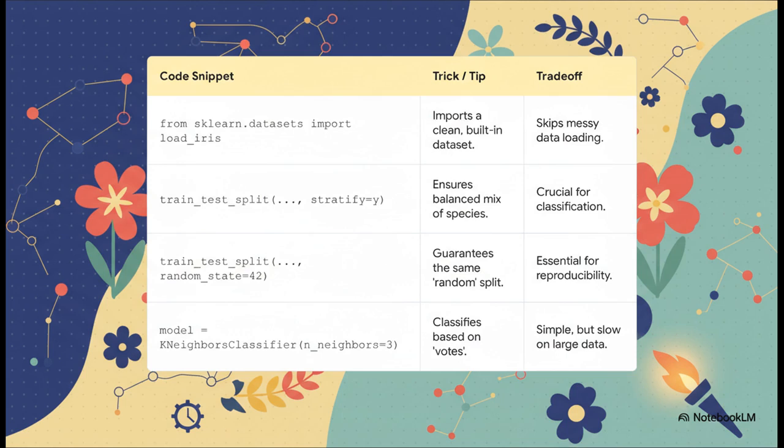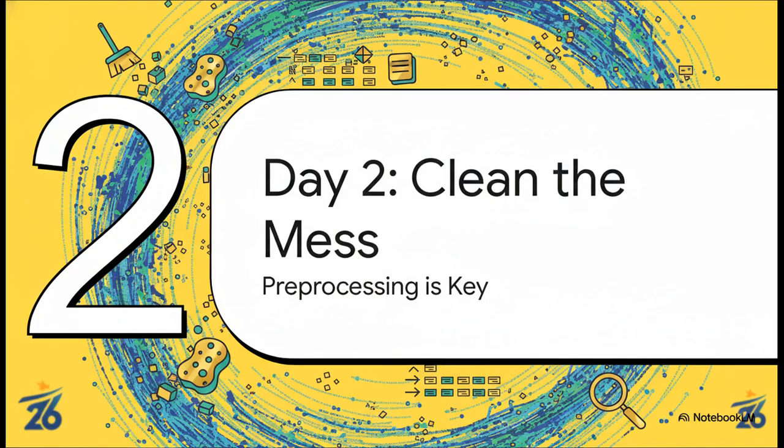train_test_split. That little stratify command, that's our insurance policy. It makes sure our training and testing sets get a fair, balanced mix of all 3 flower types. And random_state, that is absolutely non-negotiable for any serious project. It makes sure your random split is exactly the same every single time you run the code, which is a lifesaver for debugging. All right, on to Day 2.